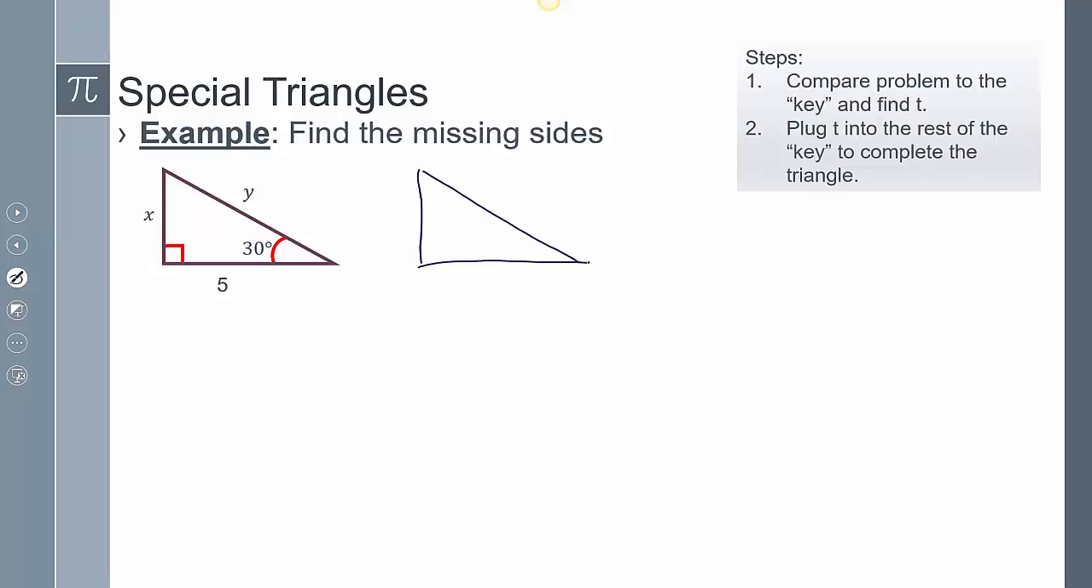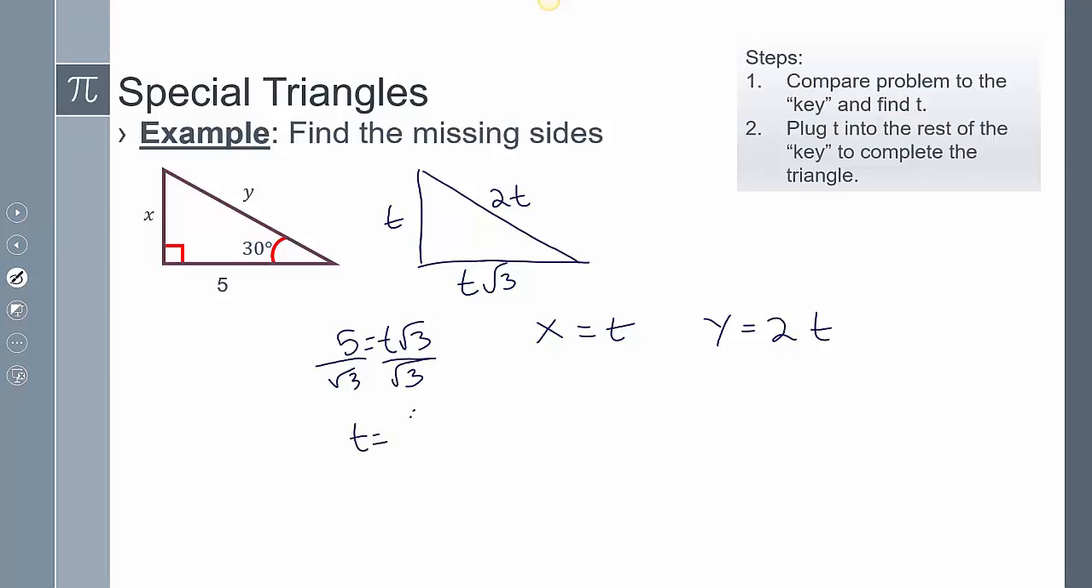Looking at this other problem here, my first step, I need to compare it to the key, and so this is t, t root 3, and 2t. So I can say that 5 equals t root 3, x equals t, and y equals 2t. So solving for each one, divide both sides by root 3. I get t equals 5 over root 3.